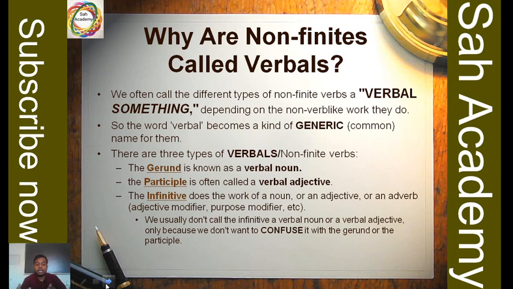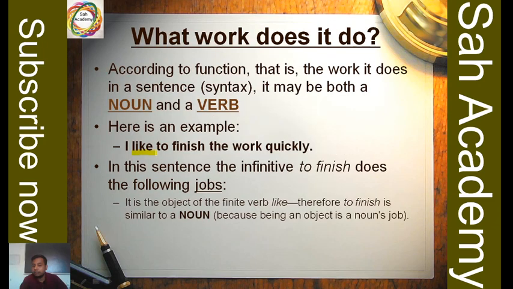So what work does it do? Now look at its work. According to function, that is the work it does in a sentence, it may be both noun and verb. Here is an example: I like to finish the work quickly. In this sentence, the infinitive to finish does the following jobs. It is the object of the finite verb like. Therefore, to finish is similar to a noun, because being an object is a noun's job.